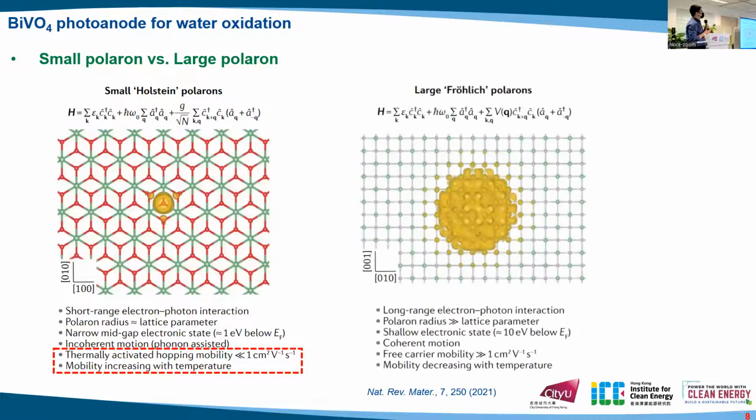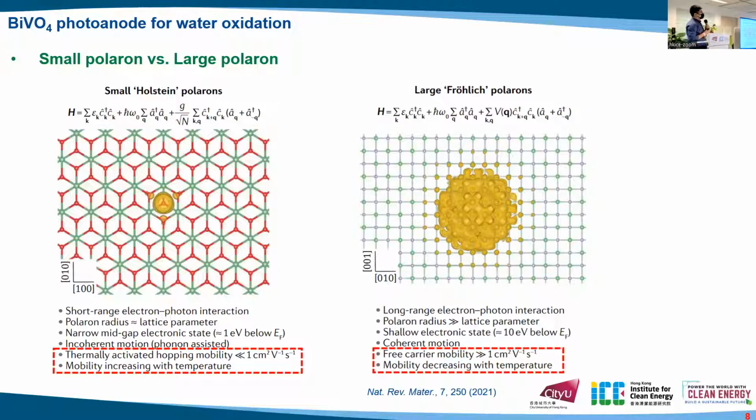And on the other hand, the large polaron, also called free polaron, has a radius generally across several lattice units, and it has a free carrier mobility much higher than 1 centimeter square per volt per second, and its mobility generally decreases with rising temperature.